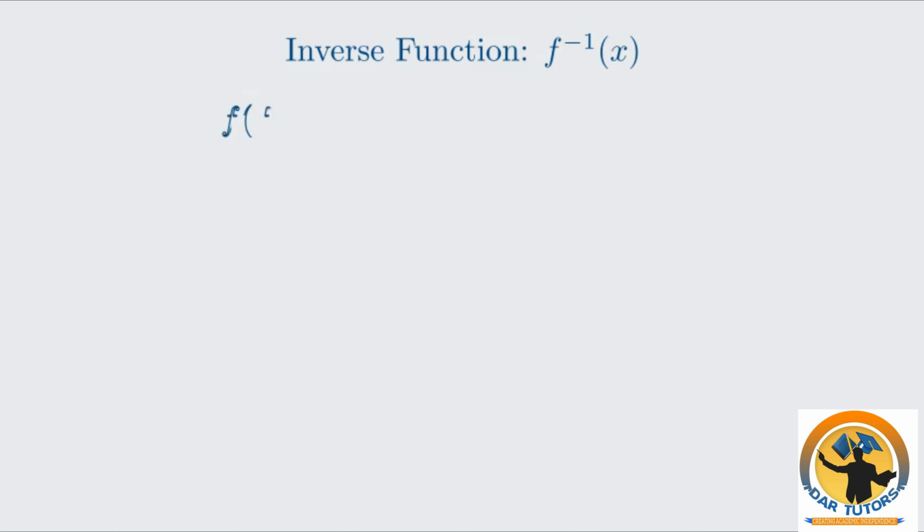This relationship is captured by the key property, f of f inverse of x equals x, and f inverse of f of x also equals x. This means applying the function and its inverse in any order brings you back to where you started. Let's work through an example to see how to find an inverse function algebraically.